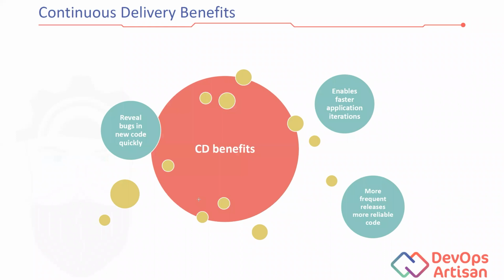So having this continuous delivery pipeline implemented inside our company can give us some benefits, right? We can find bugs more quickly in the code. We can do faster application iterations, and more frequent releases will give us reliability on the code. Because we deploy faster, we see that the code is stable. This means that the code is reliable, so we can trust this. But this can be done using this continuous delivery pipeline.